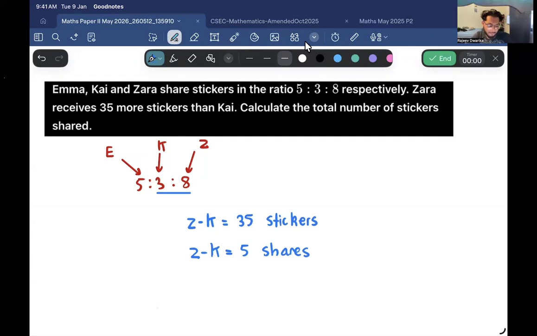I want you to think. So we want to find the total number of stickers shared. So before I could do that, I would have to find for 1 share. Tell me, Carla, how could I find for 1 share? So 35 divided by 5? Yes, right, but you gotta be able to write it in an equation. So what equation do you think I should write here?